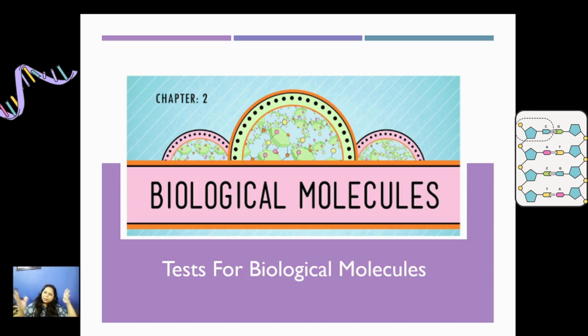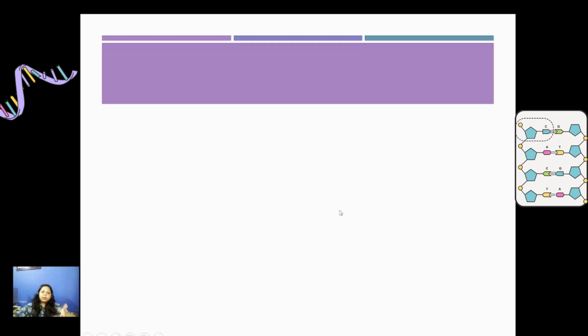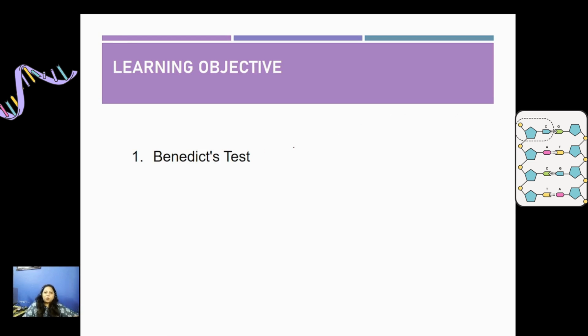So these are the simple tests. Let's go into what we are going to learn today. So the first one is the Benedict test, and most of you must have guessed that this is used for reducing sugars, mainly for glucose or such molecules.